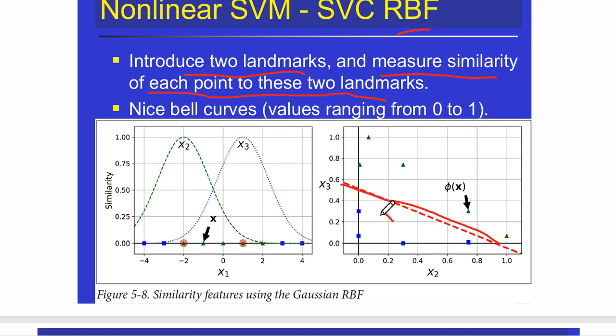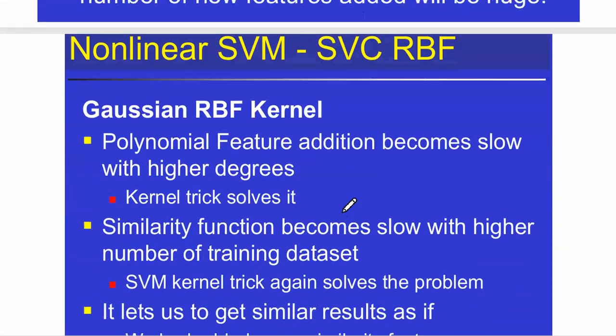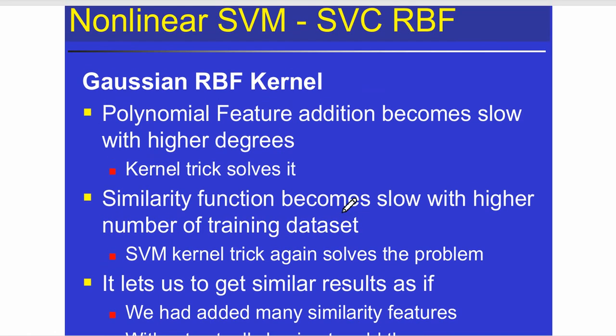Then from this, in one region we are getting the blue class points, and in another region we are getting the green class points. Clear? Now, from the SVC with RBF, how can it be helpful? Polynomial feature addition becomes slow. That means if you increase the degree of the polynomial, the model becomes slow. That problem may be solved with the RBF. Here also, the similarity function becomes slow with a higher number of training data.